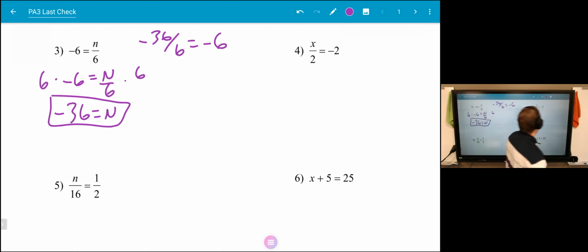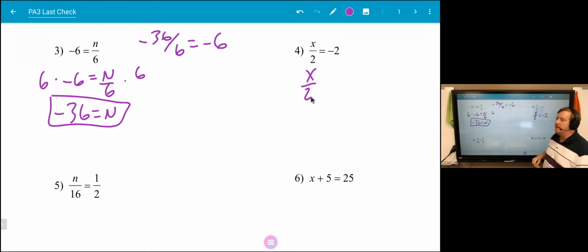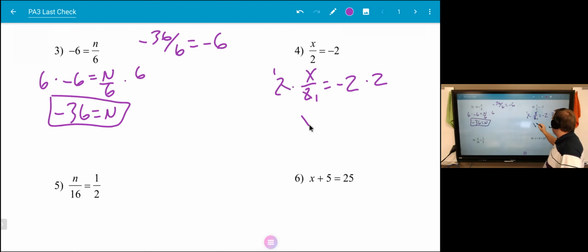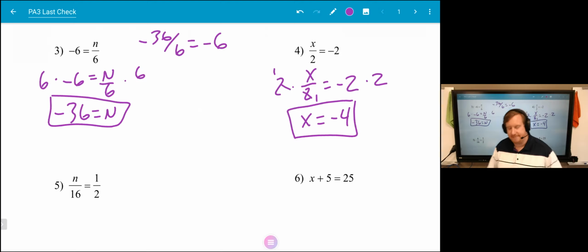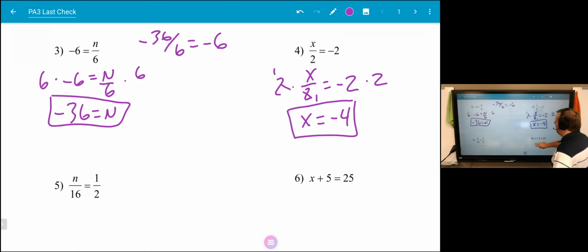Number 4, another division. Lots and lots of division here. I like this. You've got x divided by 2 equals negative 2. Inverse, once again, of division, it's still multiplication. Multiply both sides by 2. These simplify to 1, or just 1x equals negative 4. Check your work. Negative 4 divided by 2, is that negative 2? Sure is.